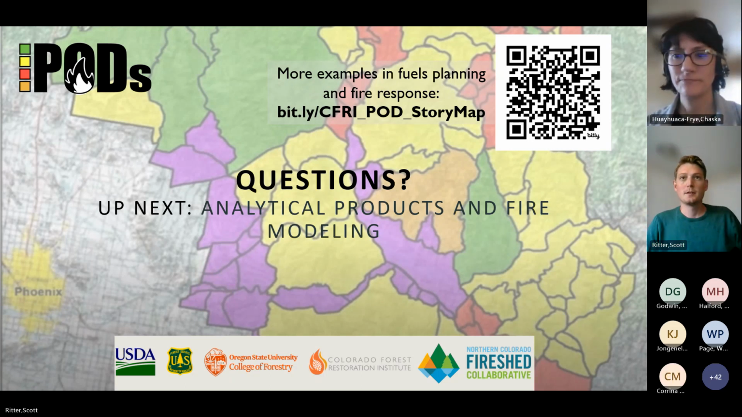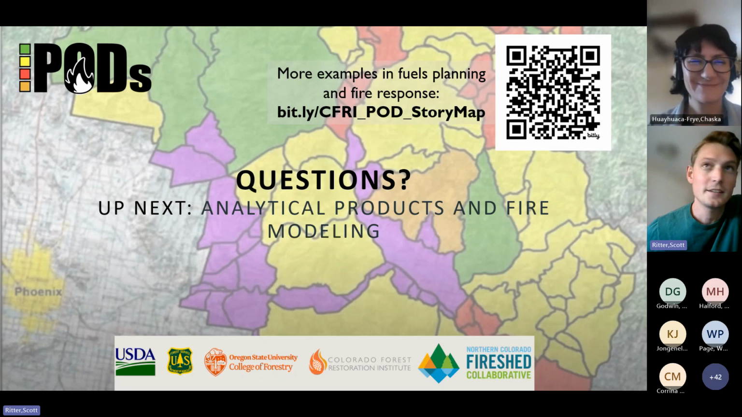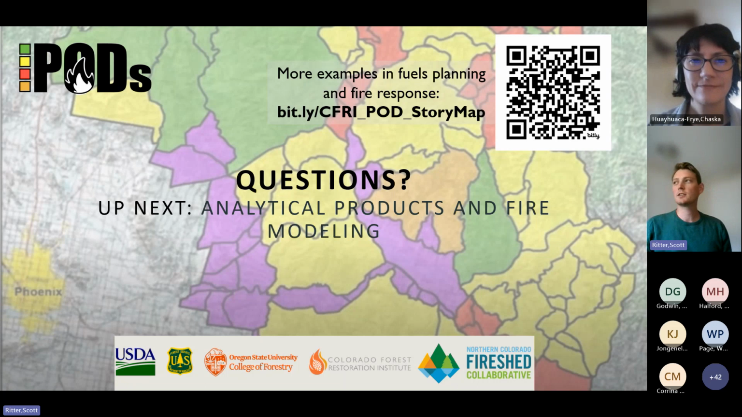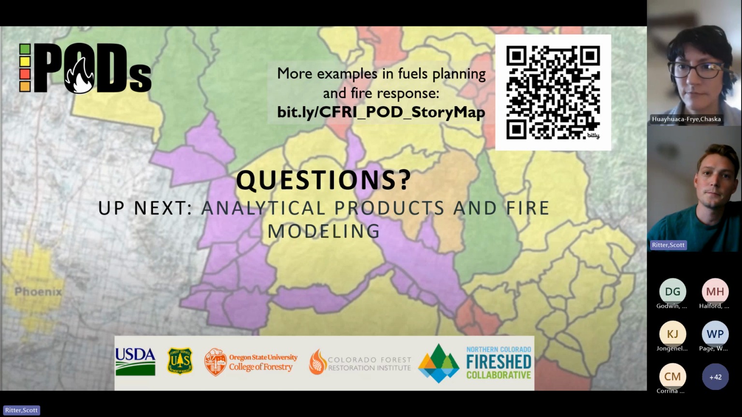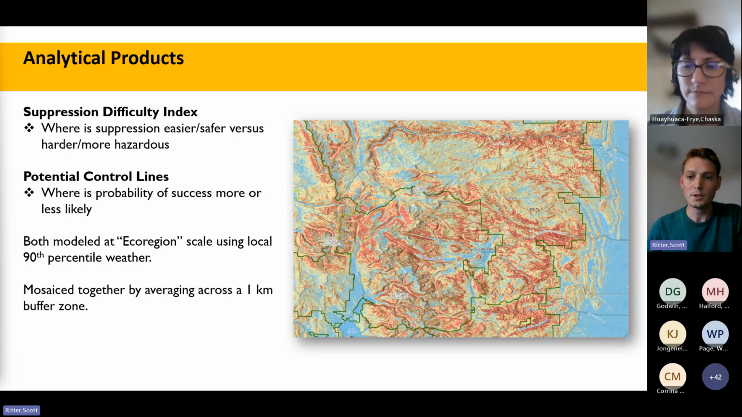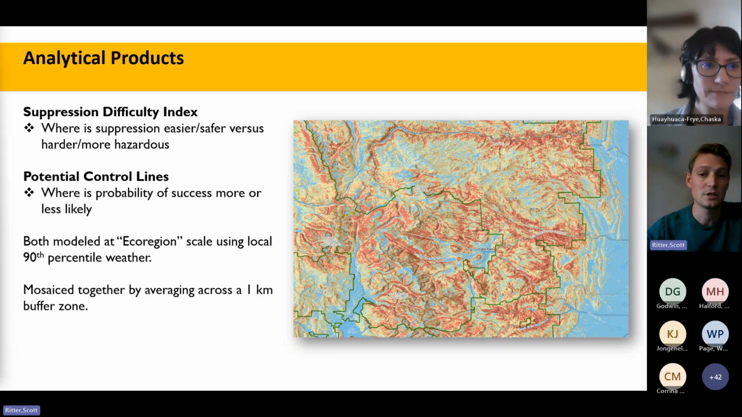All right, I'm back and ready to continue the presentation onto I think everyone's favorite topic, analytics and fire modeling. So yeah, we'll try not to go too deep into the models here, but we found it helpful to give everyone some context on the two primary data analytical products that go along with these pod delineation efforts. So Tyler already mentioned a little bit about what these are and what they mean, but we like to work from suppression difficulty index, right? So this is this raster surface showing where it's safer and easier to engage a fire versus areas where it's harder and more hazardous for more direct suppression type activities.